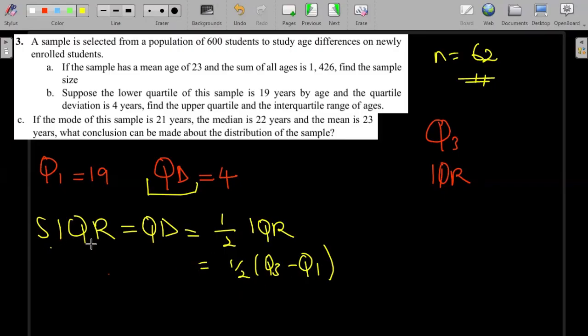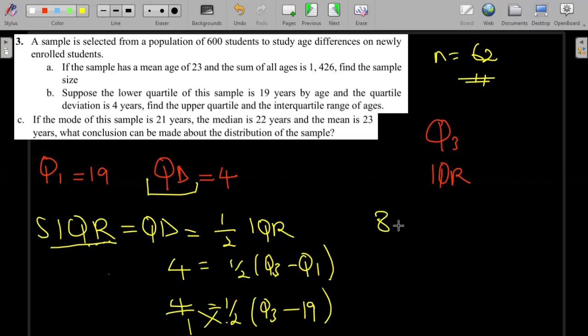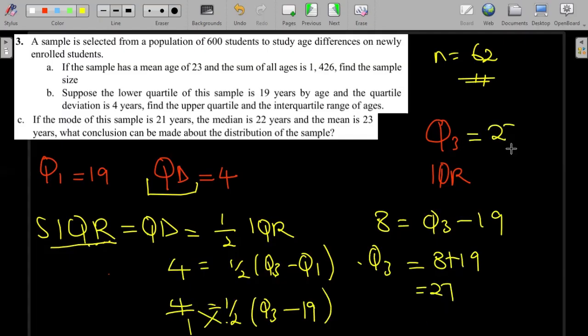Since we have the quartile deviation, which is the same as the semi-interquartile range, which is 4, let me write here: 4 is equal to 1/2 times Q3 minus Q1. The Q3 we do not know. The Q1 is 19. So I can cross multiply here, and it will be 8 is equal to Q3 minus 19. So my Q3 will just be 8 plus 19, which gives me 27. So my Q3 is 27.